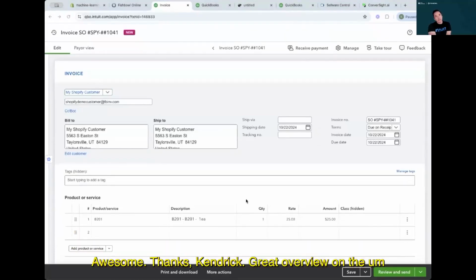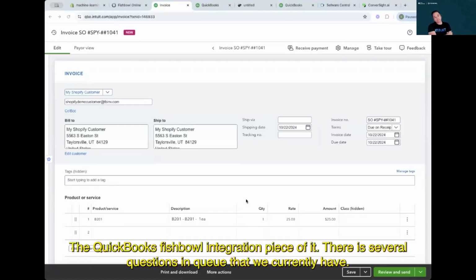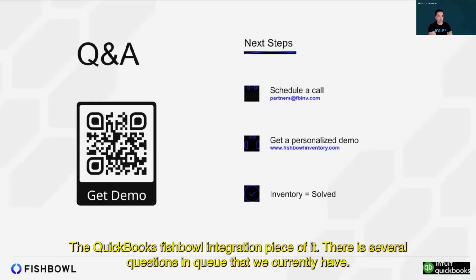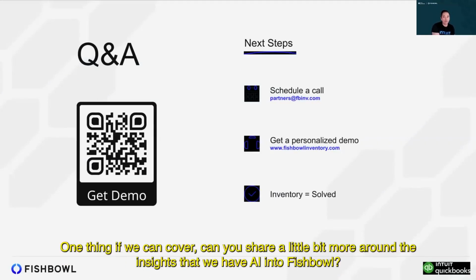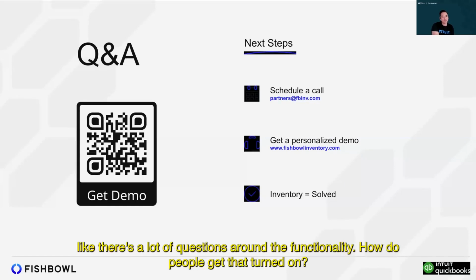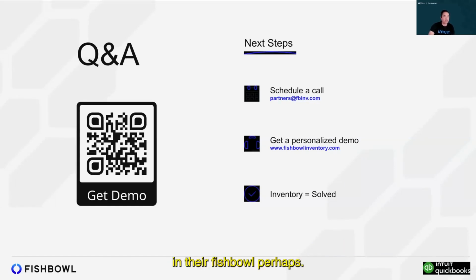Awesome. Thanks, Kendrick. Great overview on the QuickBooks Fishbowl integration piece of it. There are several questions in the queue that we currently have. One thing, if we can cover, can you share a little bit more around the insights that we have, the AI in Fishbowl? There are a lot of questions around the functionality. How do people get that turned on in their Fishbowl apps?